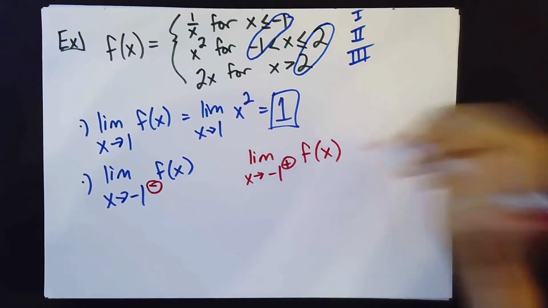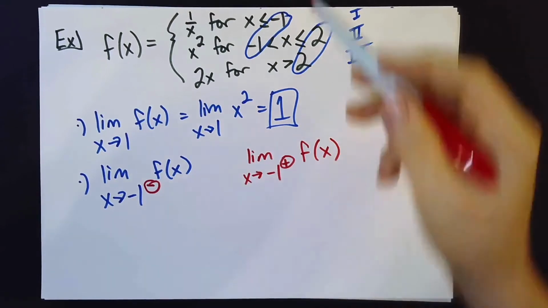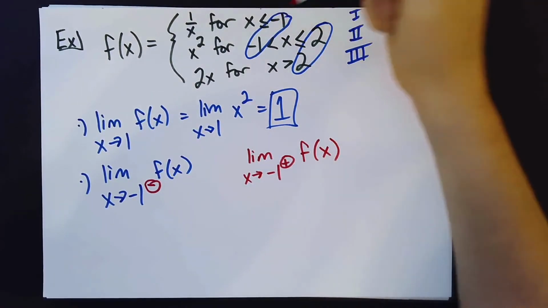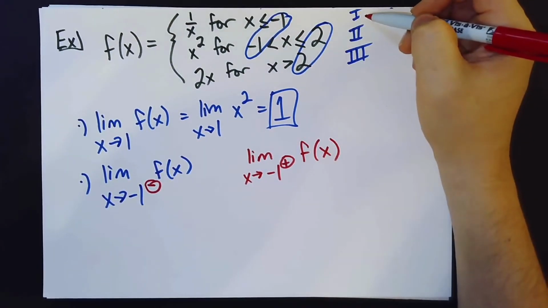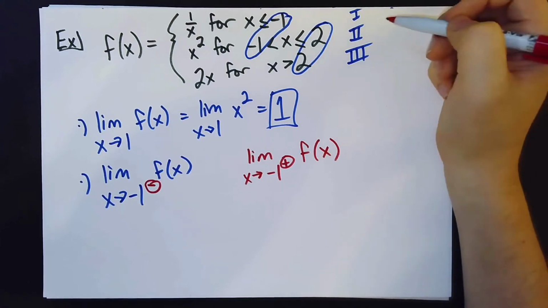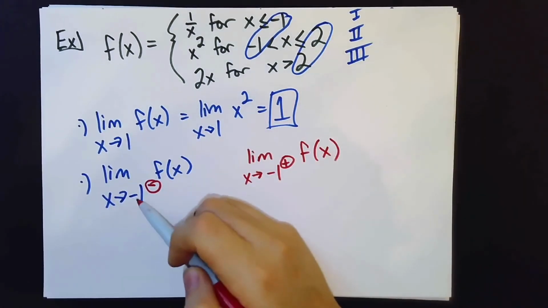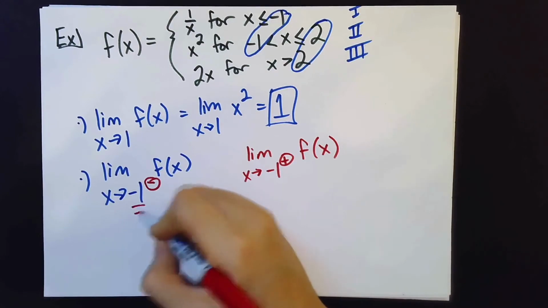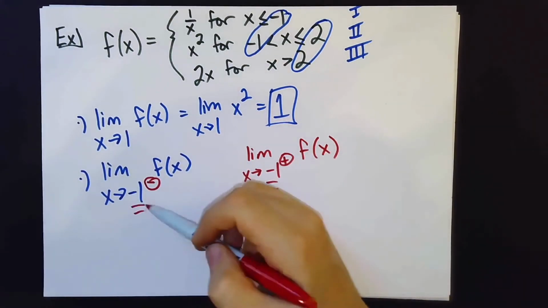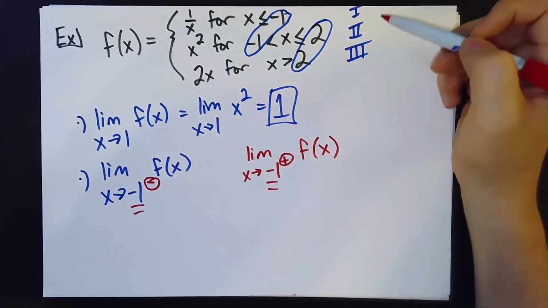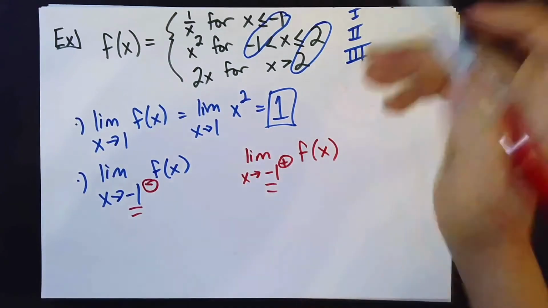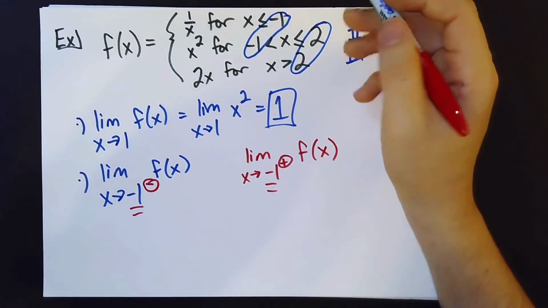So first of all, let me note that where -1 itself is, that is whether -1 is in the first line or the second line, doesn't actually matter. Because remember, limits don't care about the value at the input you're interested in. So the limit doesn't care about the value at -1. So the fact that -1 is technically in the first line doesn't matter.